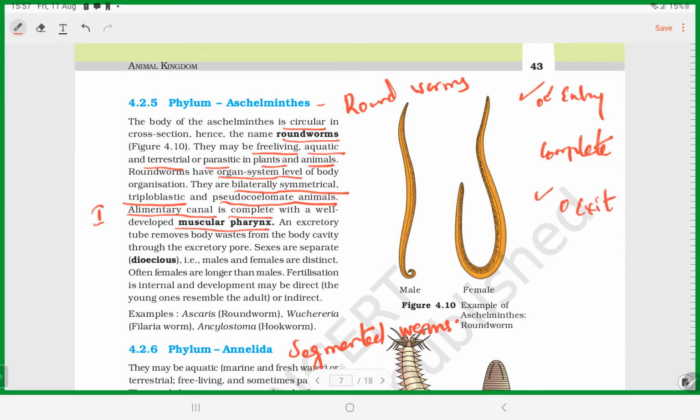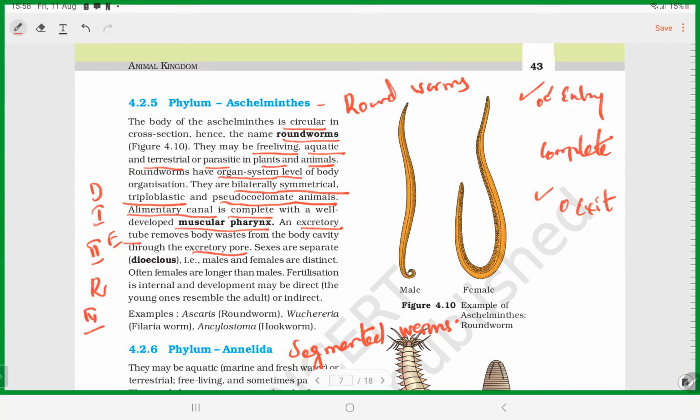Okay, the excretory tube, they call it, they possess, and they remove wastes from the body through the excretory pore. So that's the second important organ system. First is digestion, and second one is excretion. Okay, fine. And now look at that, they are talking about what? The third one, reproductive system. See here, sexes are separate.